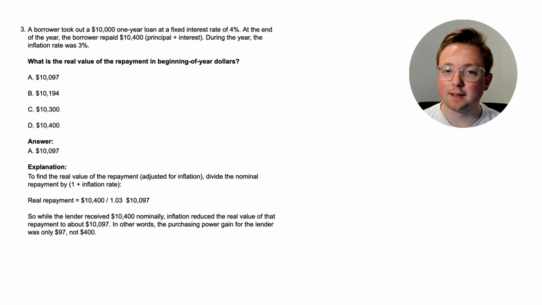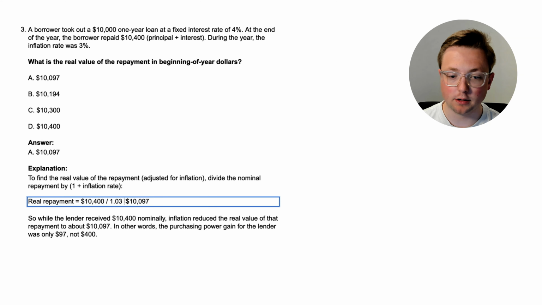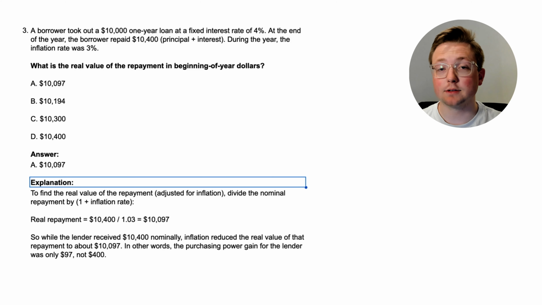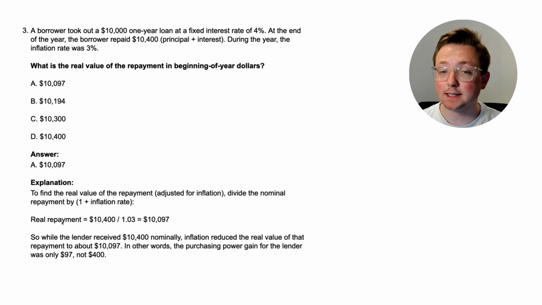All right, here we are at the answer. A, $10,097. That is the real value of the repayment, not $10,400. So let's go through this to understand that. To find the real value of the repayment adjusted for inflation, divide the nominal repayment by 1 plus the inflation rate. So the real repayment is you take the nominal repayment, which was $10,400, that's the full amount that was repaid, divide that by 1.03 or 1 plus the inflation rate of 3%. And that actually gives you, looks like I missed an equals sign right here, but you get the idea. That gives you $10,097. So that is the real repayment.